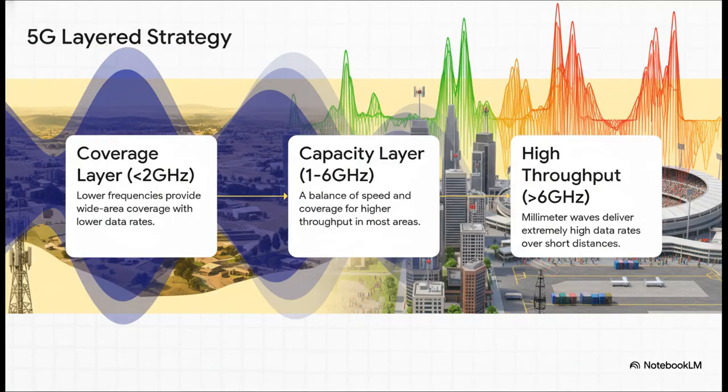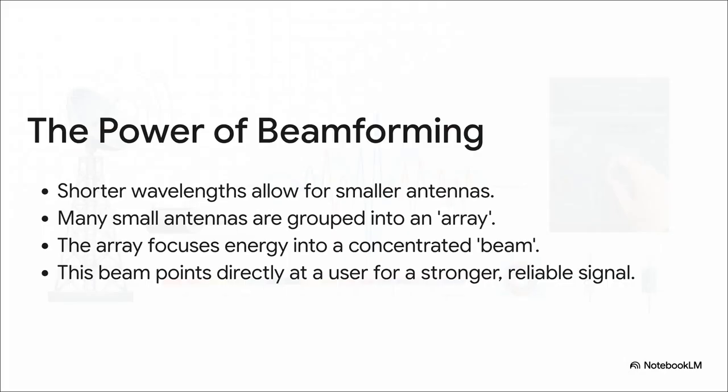So how do modern networks like 5G get around this problem? Well, they don't pick one or the other. They get clever and use a layered strategy. They use low-frequency bands for that huge, wide-area coverage blanket. Then they use mid-bands for a good balance of speed and coverage in cities. And then they use those super high-frequency millimeter waves for insane speeds in really dense places like a stadium or an airport.